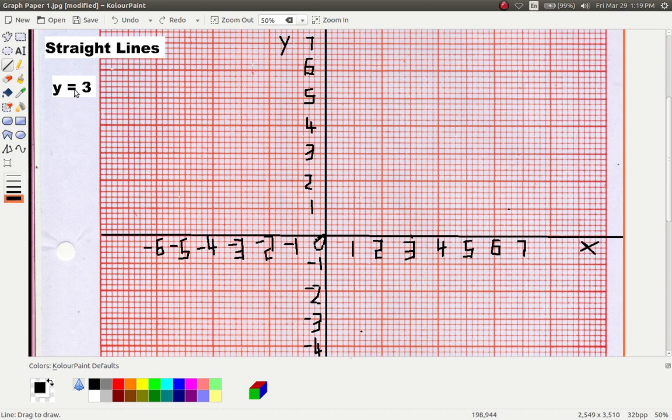But first of all, the line y equals 3, what does it look like? Now this is a line such that at every point, when you find out what the coordinates of those points on the line are, y is always 3. So let's see if we can identify a few points. This is the y-axis, and I notice y is 3 right here. So this would be a point. This would be x equals 0, y equals 3.